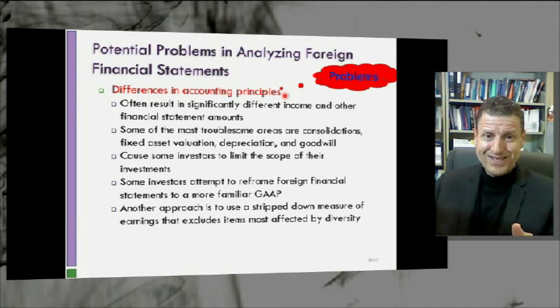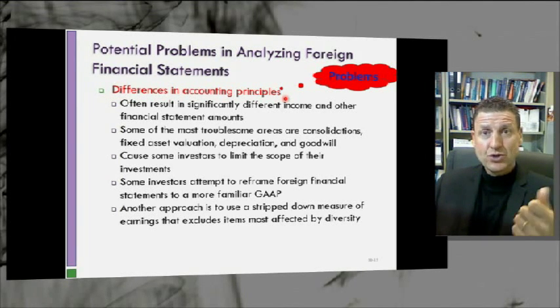All right, so of course there are differences, a lot of differences, as we noted in early chapters in international accounting. IFRS is helping to iron out the differences, but there are still so many alternatives available to companies to choose what standards they use to recognize income, to recognize expenses, to amortize depreciation or intangibles, to recognize assets and liabilities. Some of the most troublesome areas are consolidations, fixed asset valuation, depreciation, and goodwill. Yes, right. They cause some investors to limit the scope of their investments.